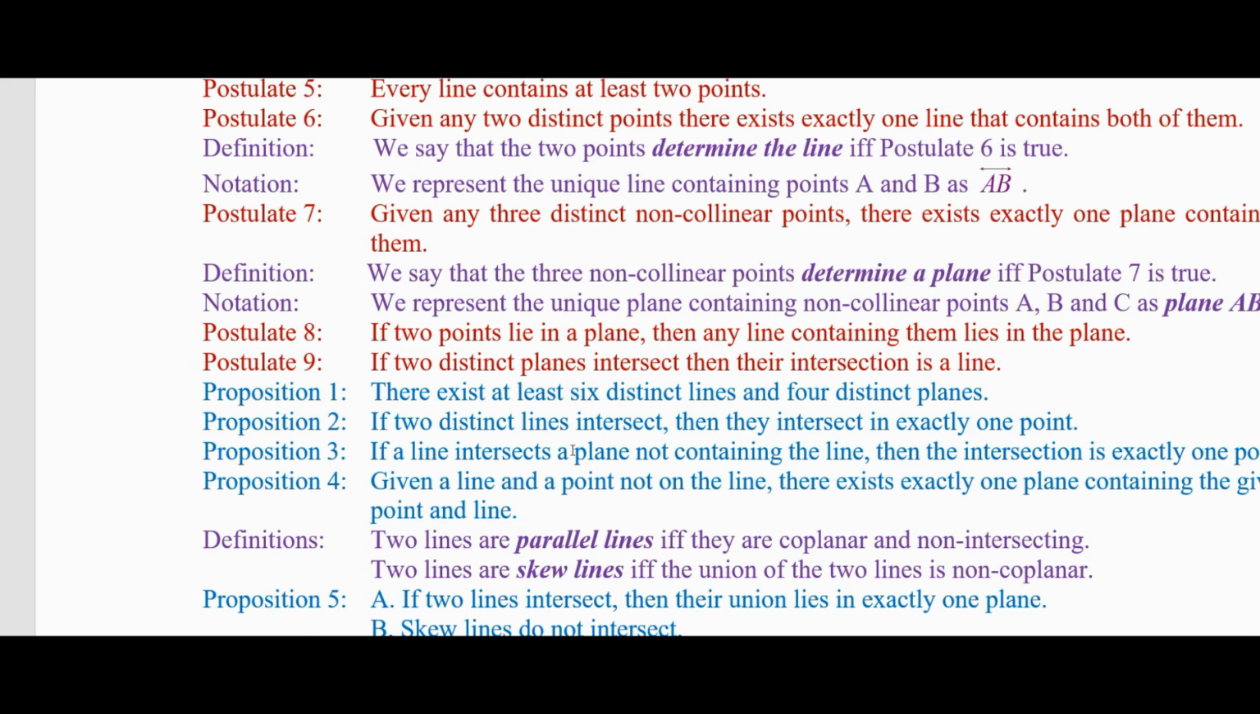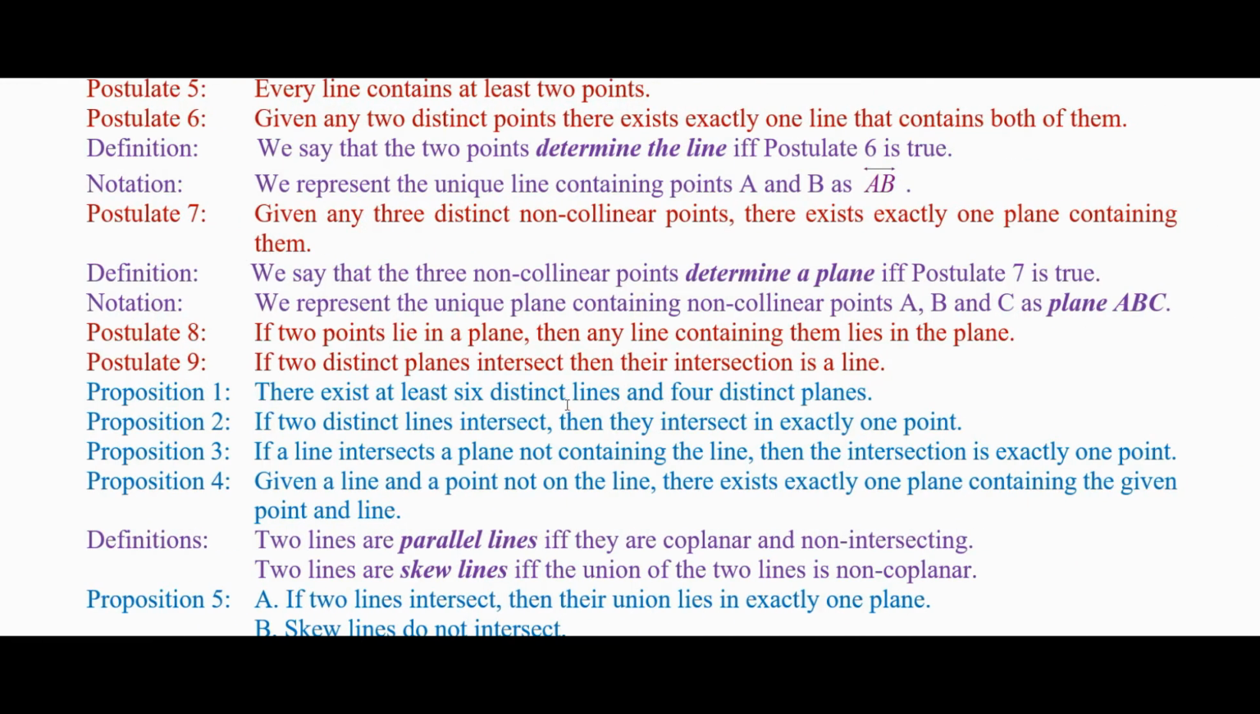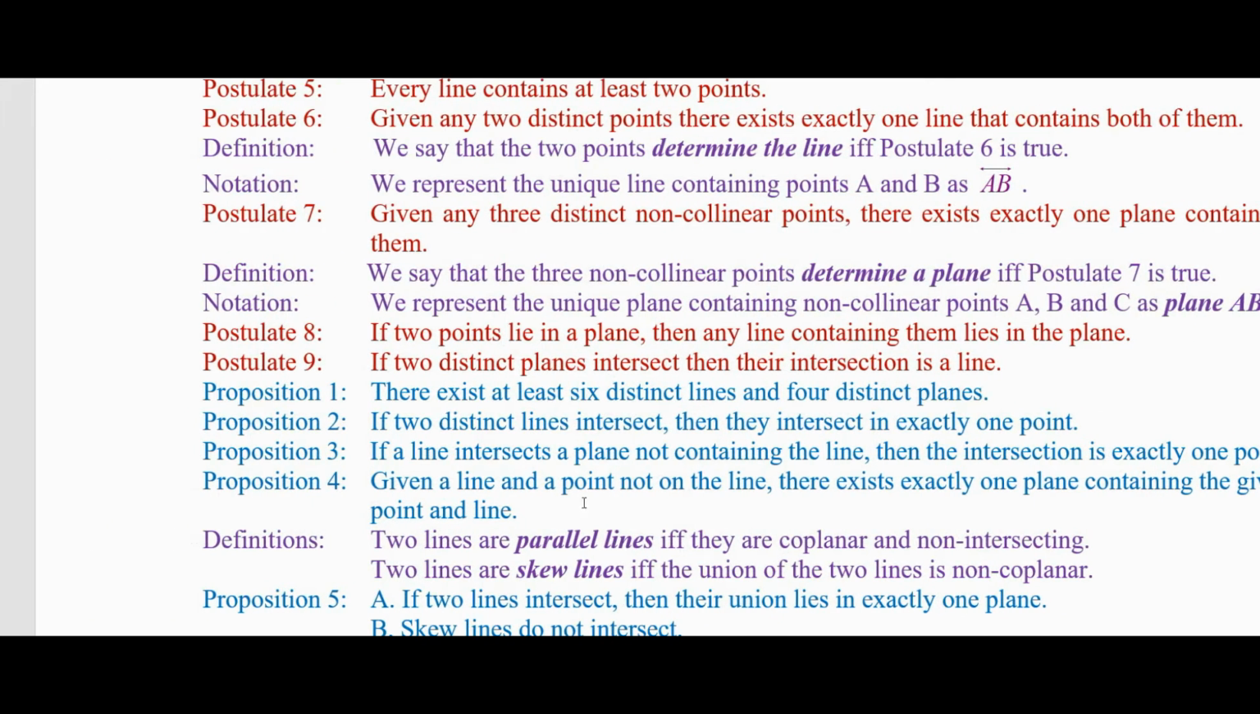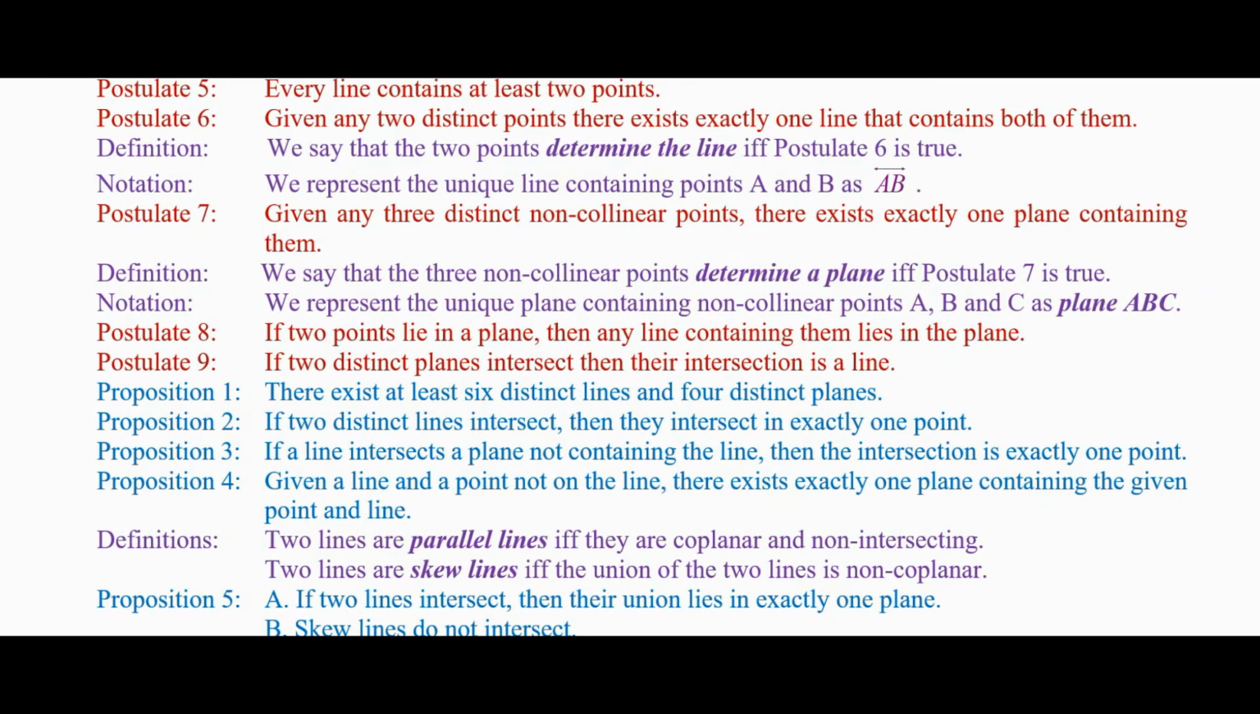And let's see. If 2 distinct planes intersect, their intersection is a line. Right at the moment, I'm not doing a 3D version here. I'm dealing with a single plane, so that will come up a little bit later. Then our propositions: there are certainly at least 6 lines and 4 planes. Again, I'm only illustrating one plane at the moment, but we can definitely have different lines, which I think you can see pretty easily.